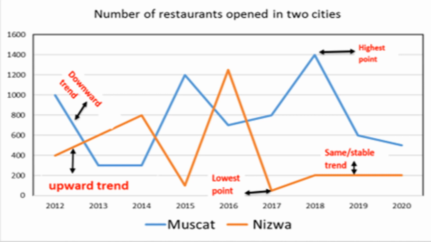Now from 2018 to 2020, it is the same. There is no change. So you need to use the words which I have already given you in the previous slides for describing the stable trend. Okay.